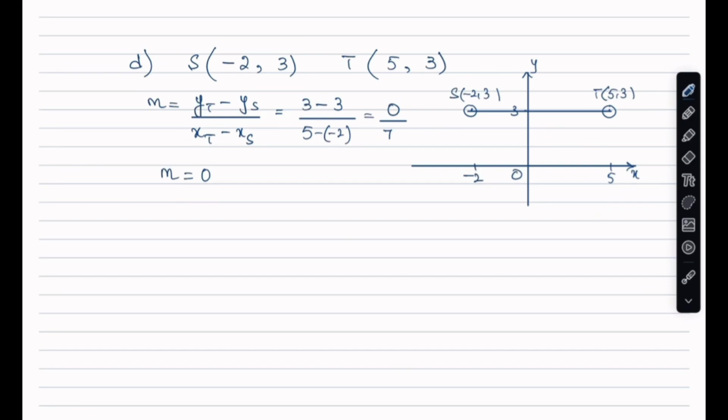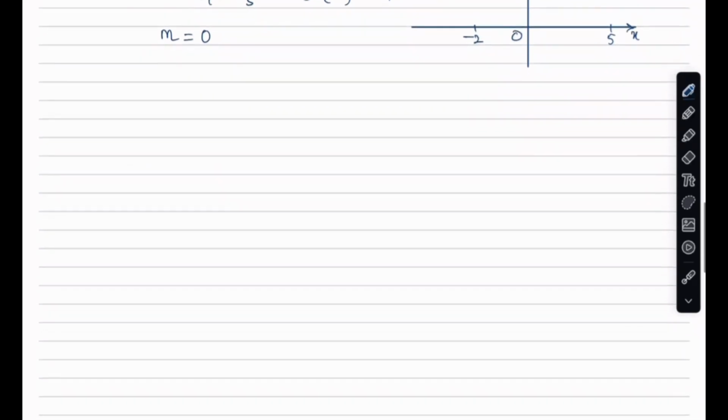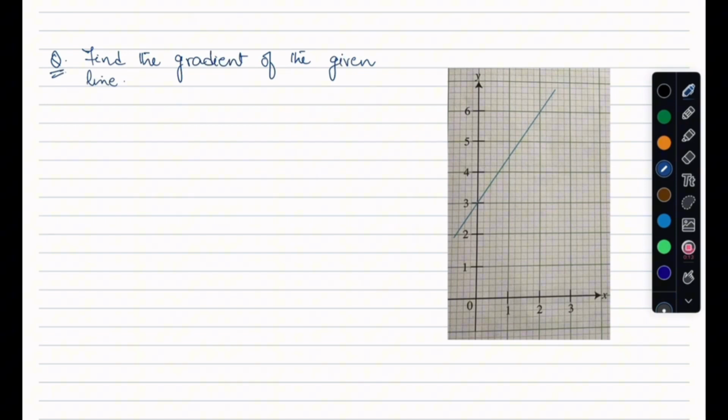So this is how we have the 4 types of gradients for a straight line. Now do this question. Find the gradient of the given line. I have been given a line on a graph representing the x-axis and the y-axis. To find the gradient, we know that the gradient formula is y2 minus y1 over x2 minus x1. And as discussed earlier, we can also say it's the ratio of rise to run, or the ratio of vertical change over horizontal change.